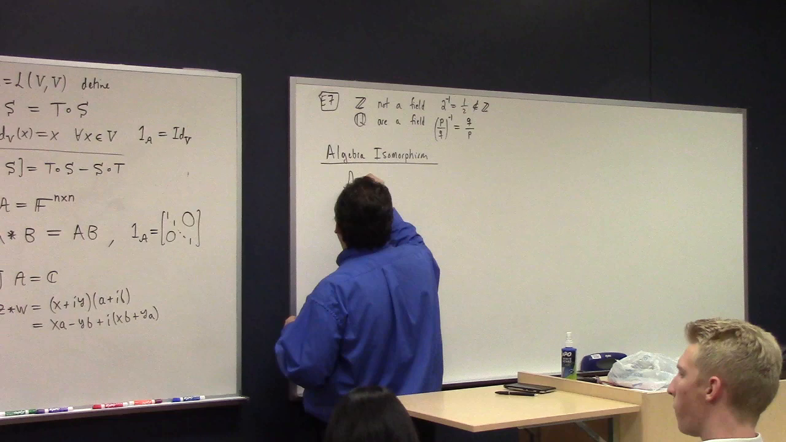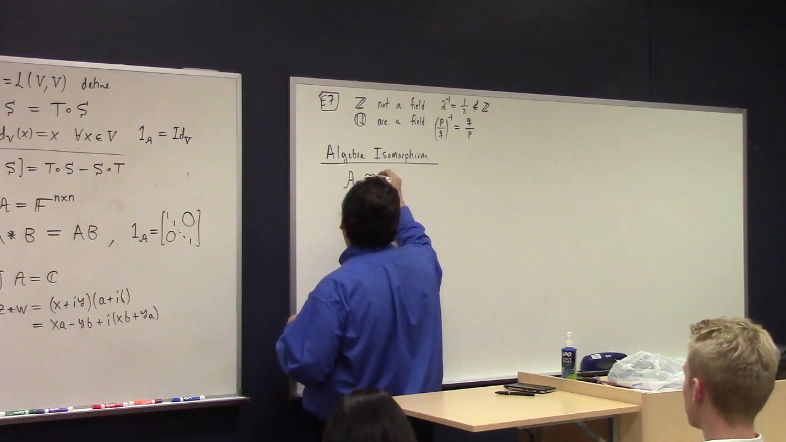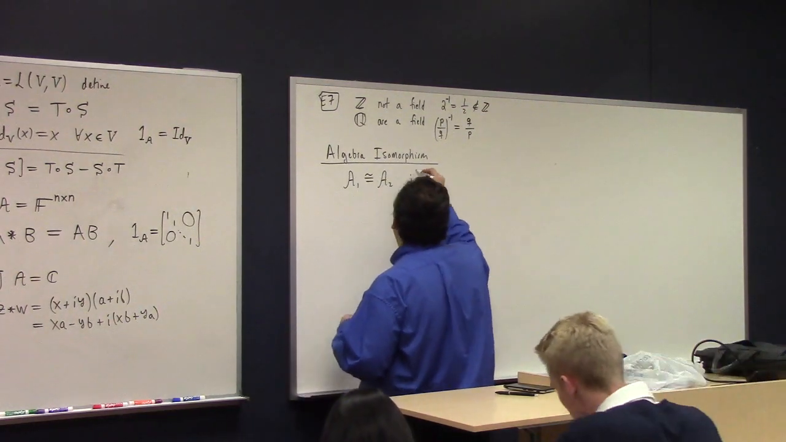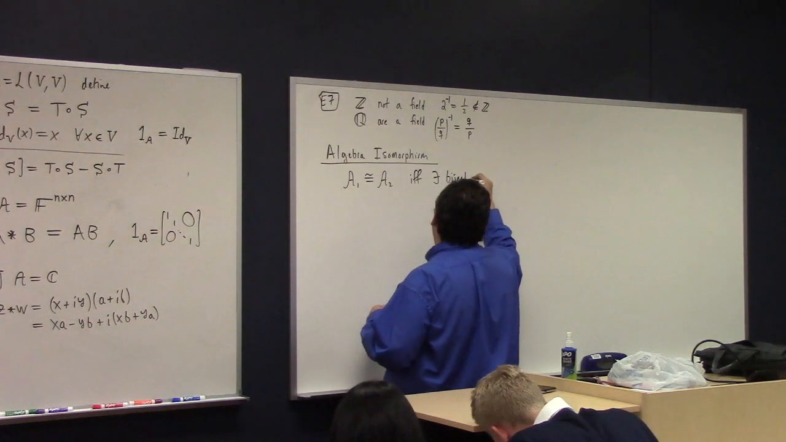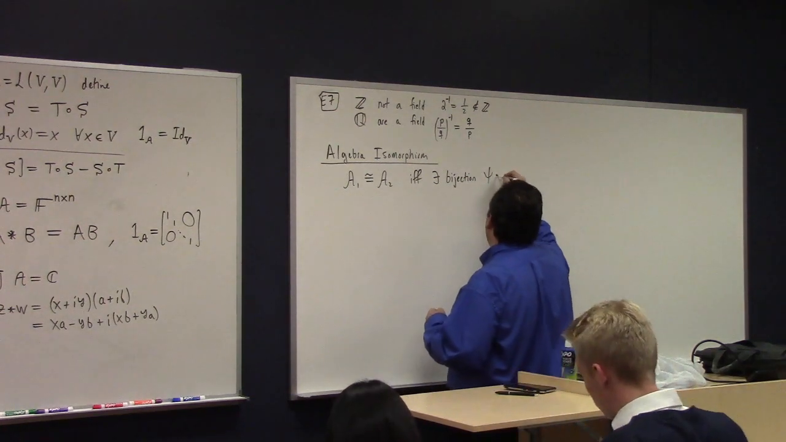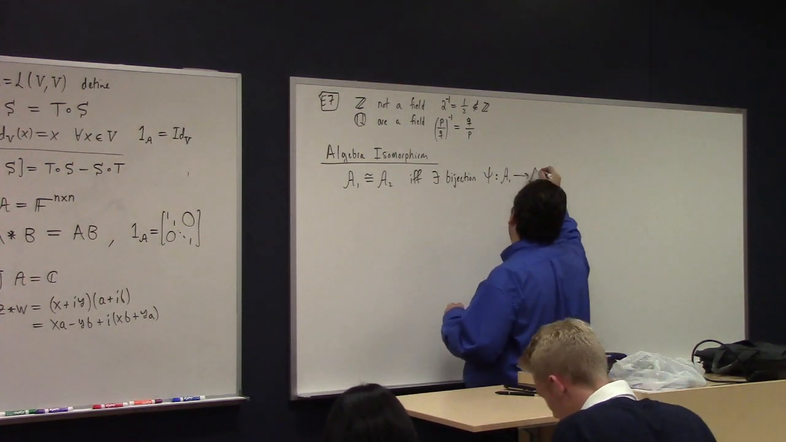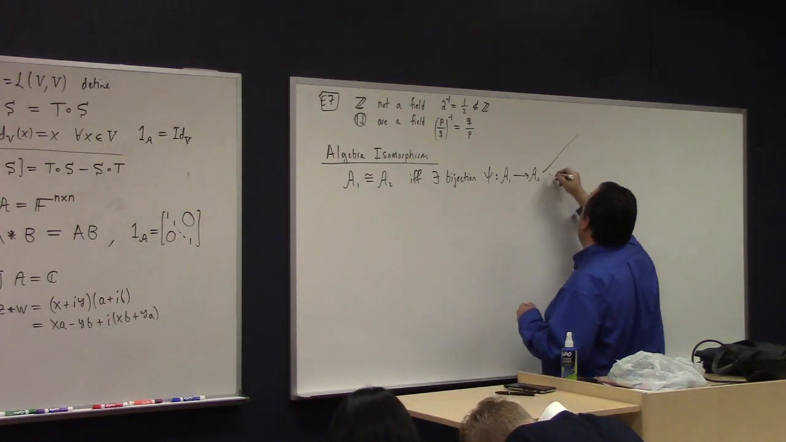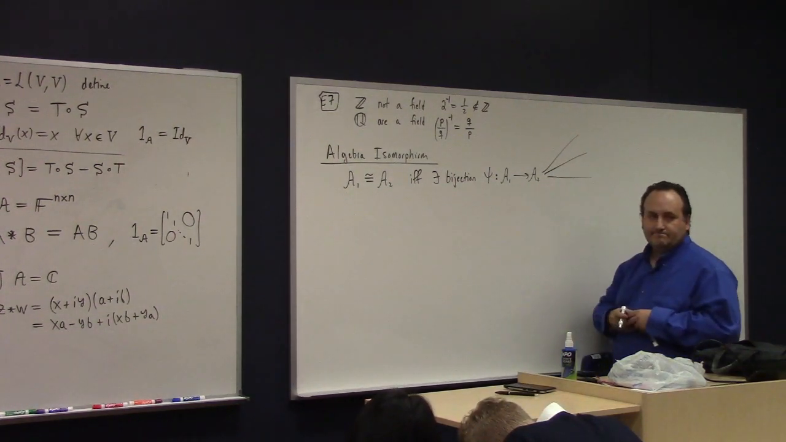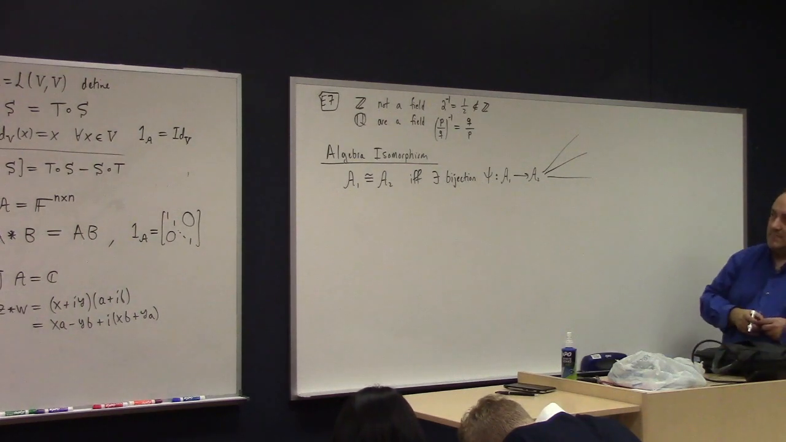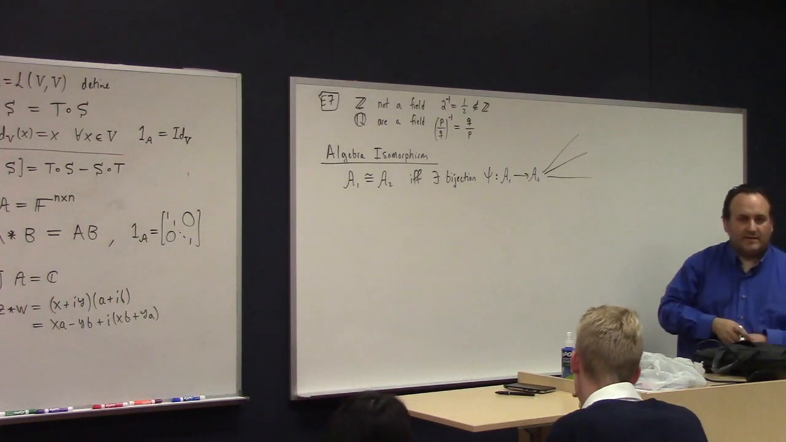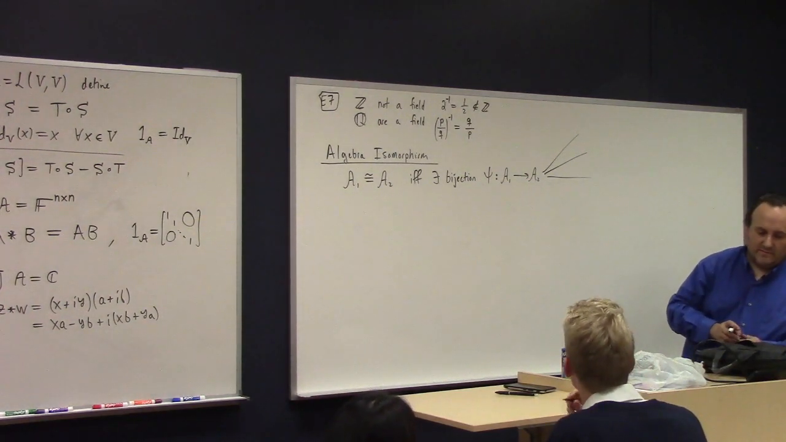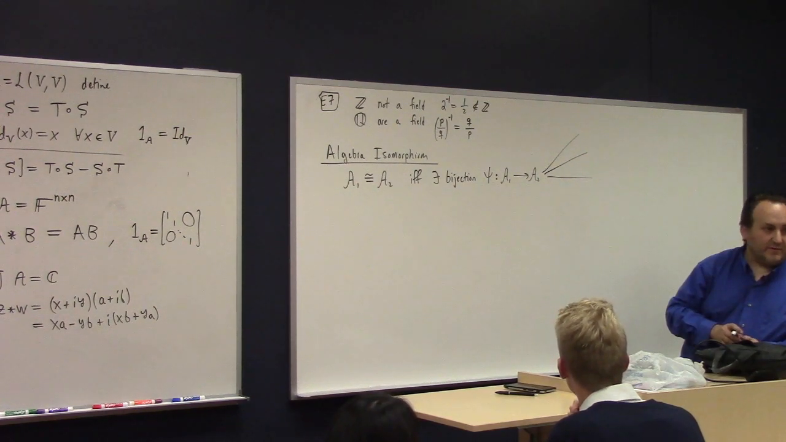So if you had A1, you'd say it's isomorphic to A2 if and only if there exists a bijection psi from A1 to A2. And what do you think, what properties should psi have? The concept of isomorphism is more general than the class you're currently in. An isomorphism should preserve the structure of whatever you're looking at.